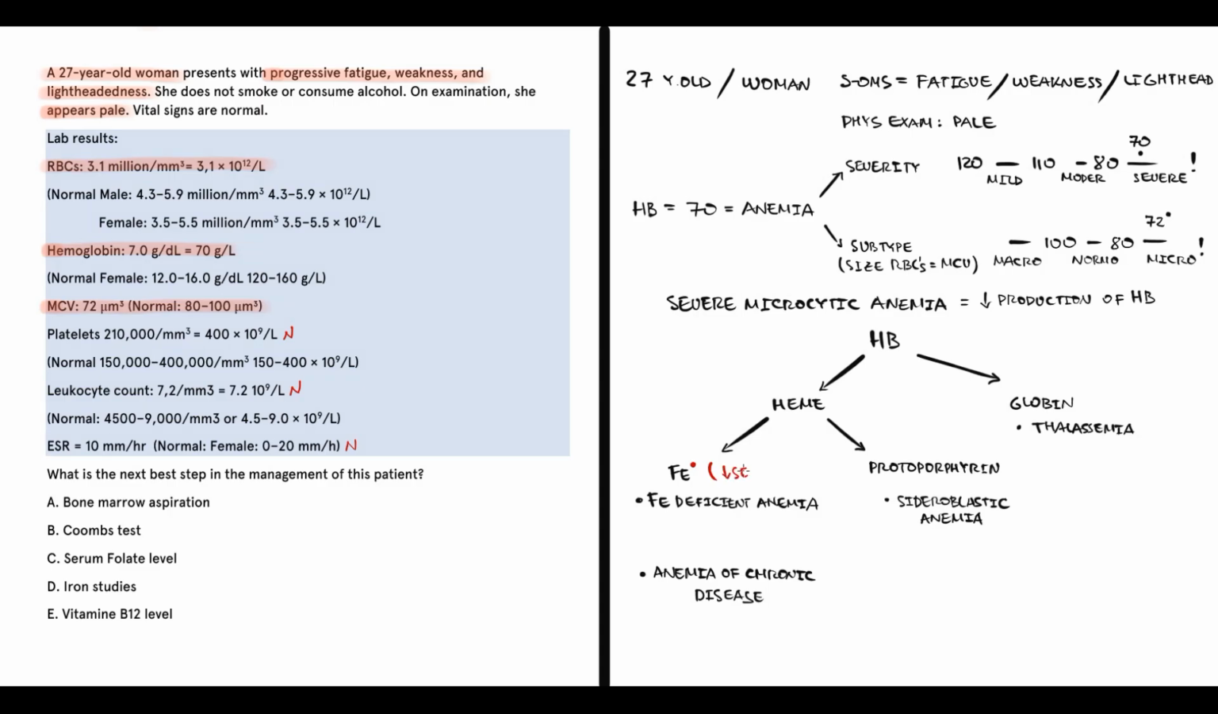They all cause decrease in serum iron, but iron deficiency anemia is characterized by low level of ferritin and high transferrin level. In contrast to this, anemia of chronic disease is characterized by high level of ferritin and low level of transferrin.